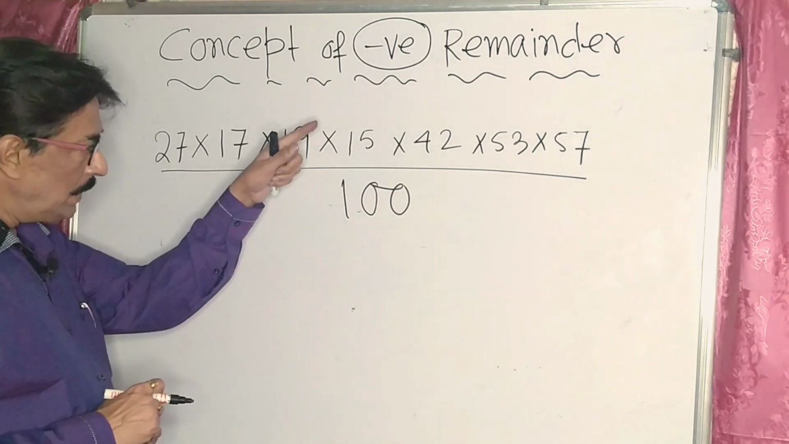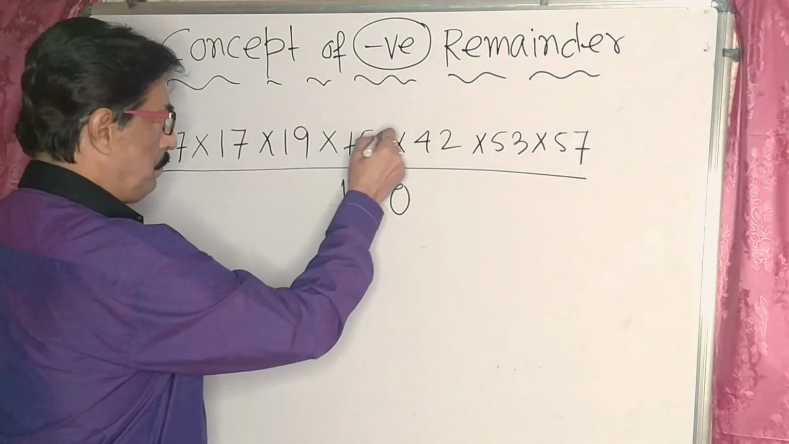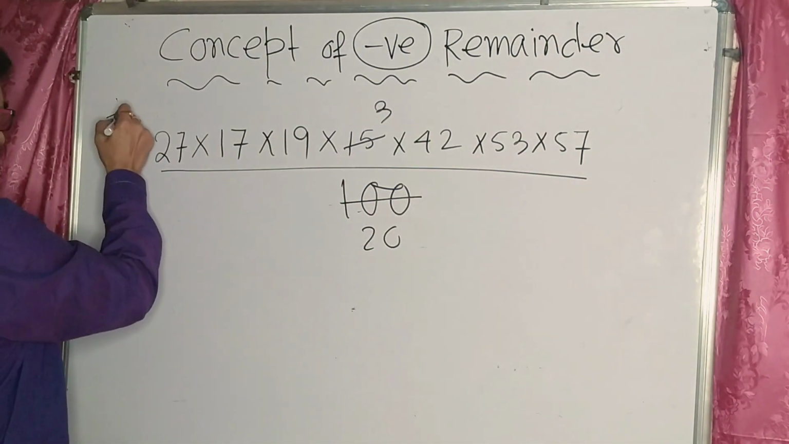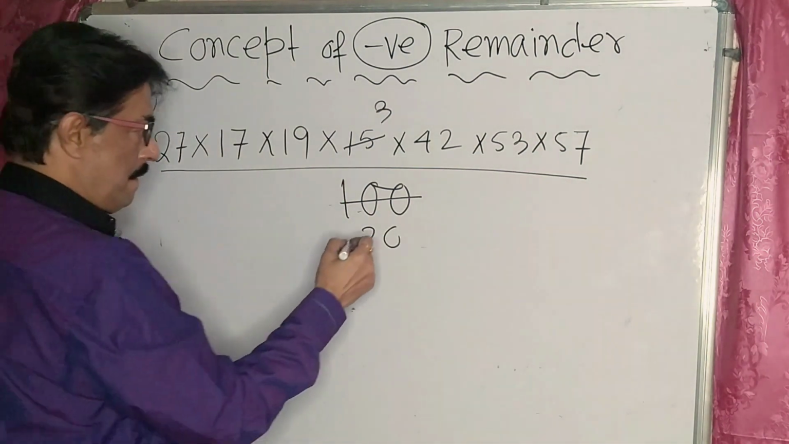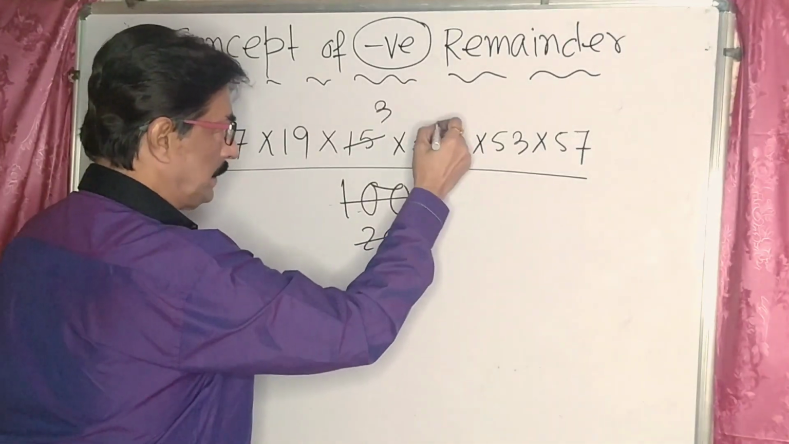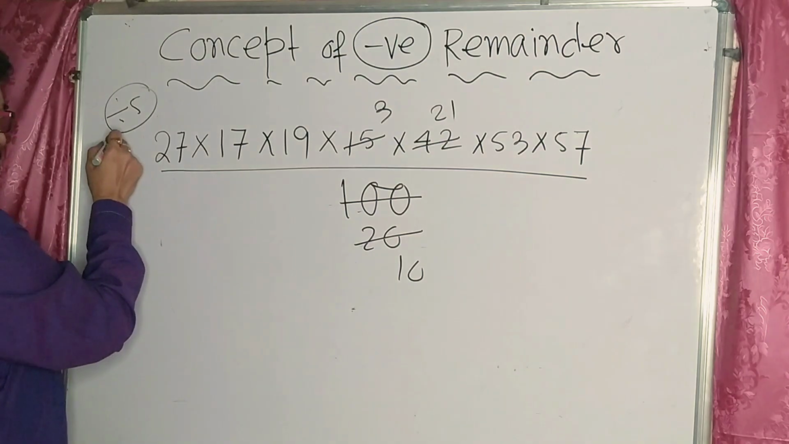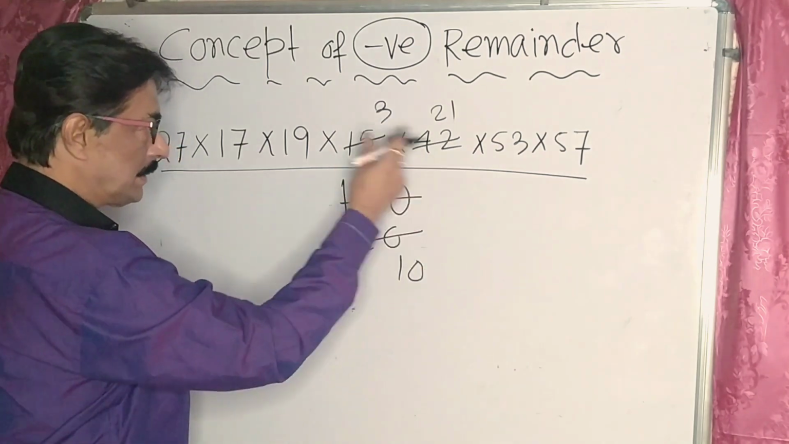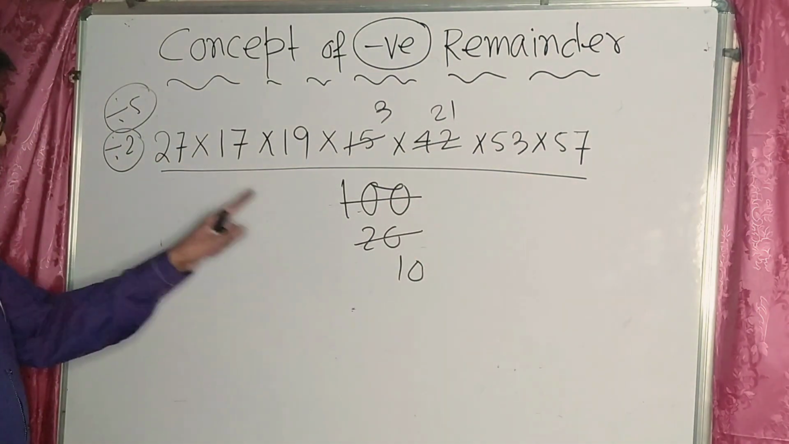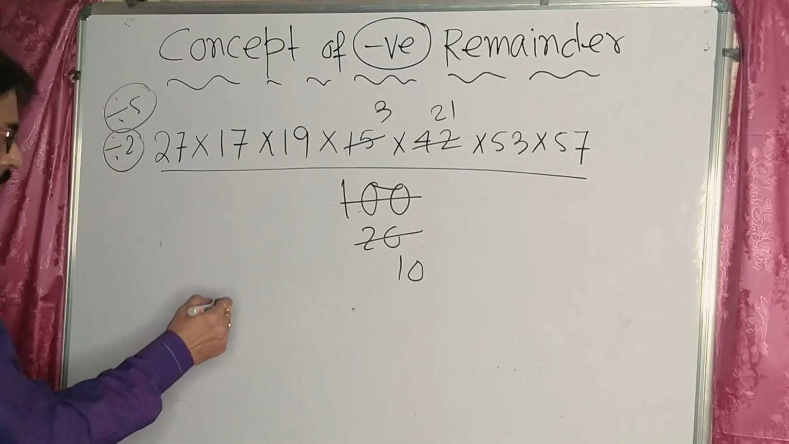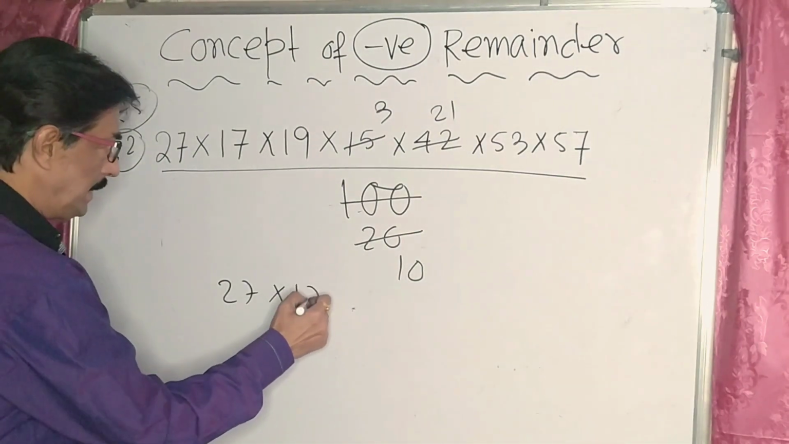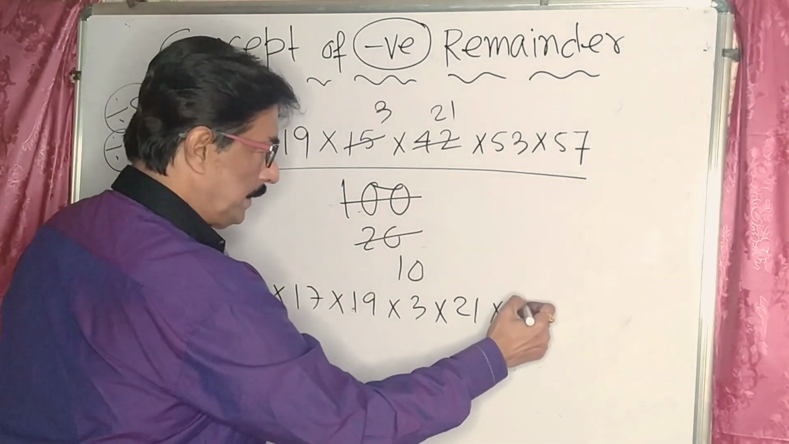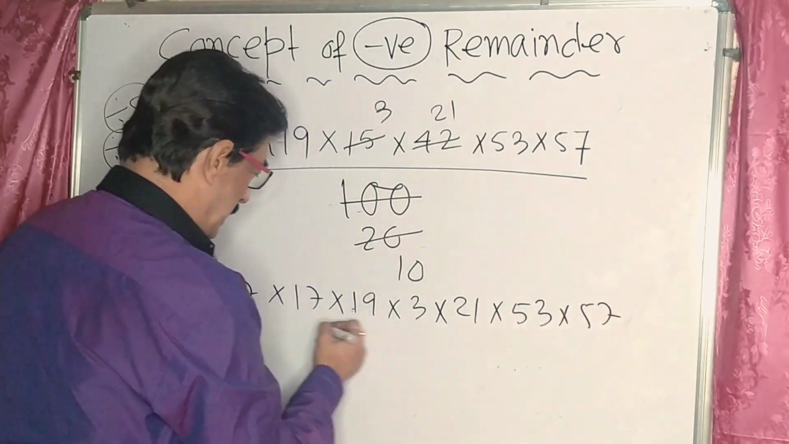Now, try to take advantage by the cancellation method. 5, 3 is 15, 5, 20. I divide by 5. Second, by 2 is 10, by 2 is 21. So again I divide by 2. So remember, now I have to divide by 10. There is no cancellation process. After getting the remainder, again you have to multiply by 5 and 2. So 27 into 17 into 19 into 3 into 21 into 53 into 57, then divide by 10.